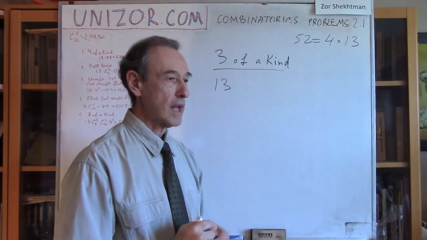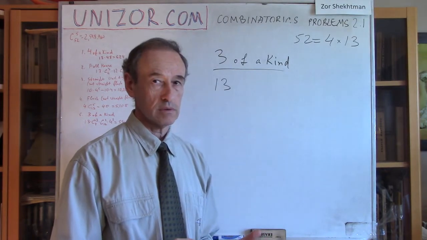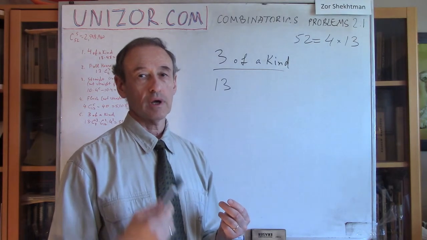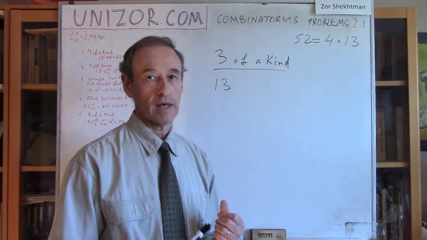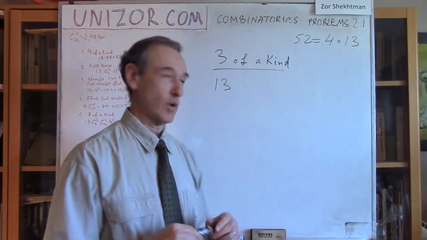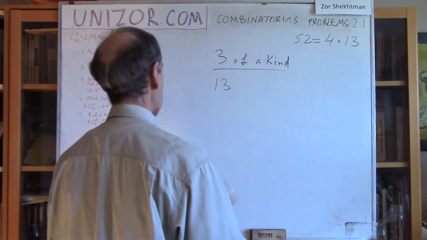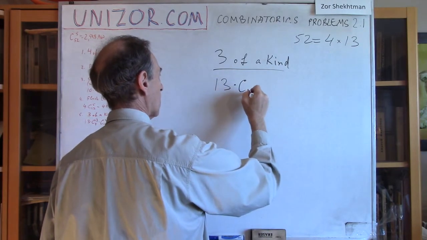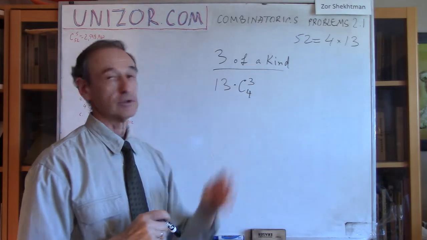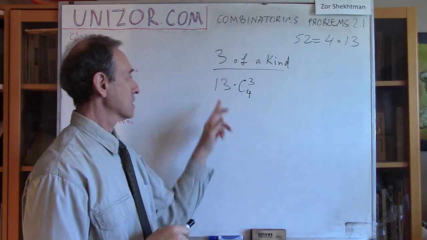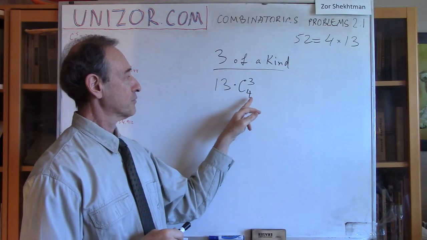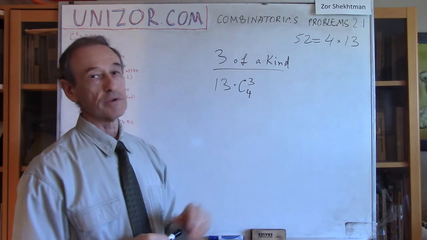Okay, once I have chosen a particular rank, I have four different cards in that rank. Now I need only three of them, right? So I actually have to multiply it by the number of choices of three cards out of four. This gives me one particular rank. There are four cards in this rank, but I need only three.